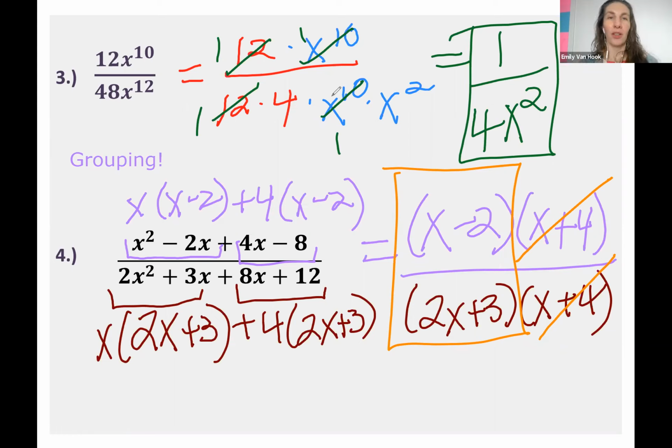So those are two more examples of simplifying rational expressions. Obviously very different problems, but what's sort of common about all four of these so far is we're factoring the numerator if possible, we're factoring the denominator if possible, and then we're canceling out common factors.